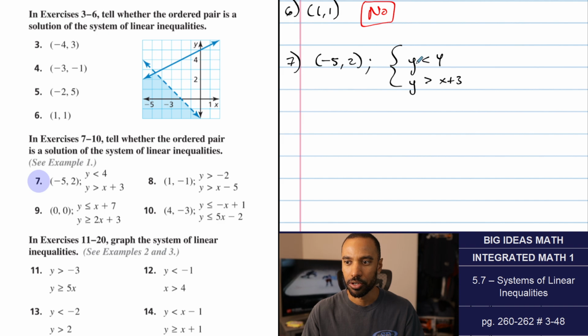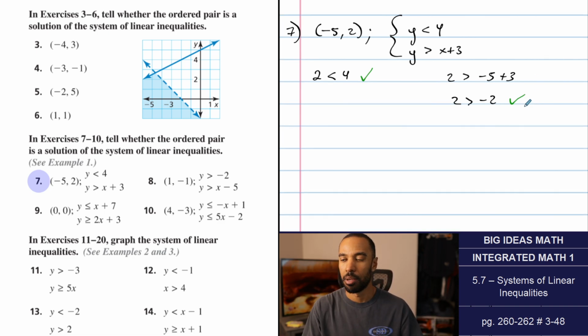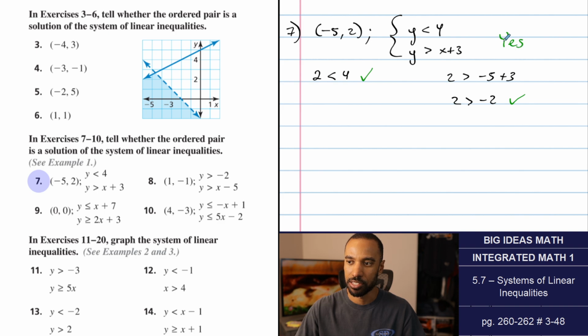We got to check. There is no x on the first one, but 2 goes in for y. 2 is less than 4 is a good old fat check. So far, so good. And then 2 is greater than -5 plus 3 is the next test. 2 is greater than -2. That's also a check right there. So again, it needs to make a true statement, and it needs to make it for both. Because both are true statements, yes, this is a solution to the system.